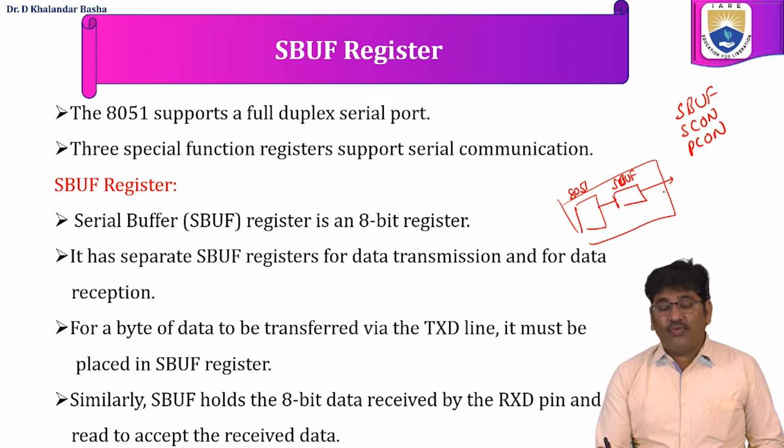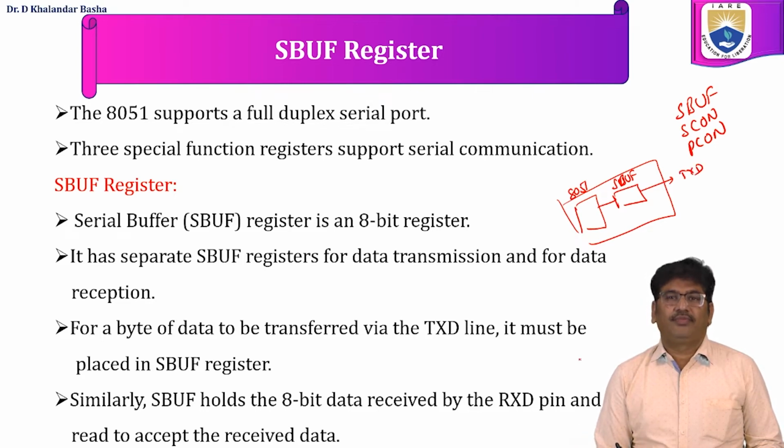Through this SBUF, whatever data is there will be transmitted on the TXD line. Similarly, when data is received on the RXD line, first the data will be collected in SBUF. Then the processor will read the data received on the RXD line. SBUF holds the 8-bit data received by the RXD pin, the received data pin, and is read to accept the received data.